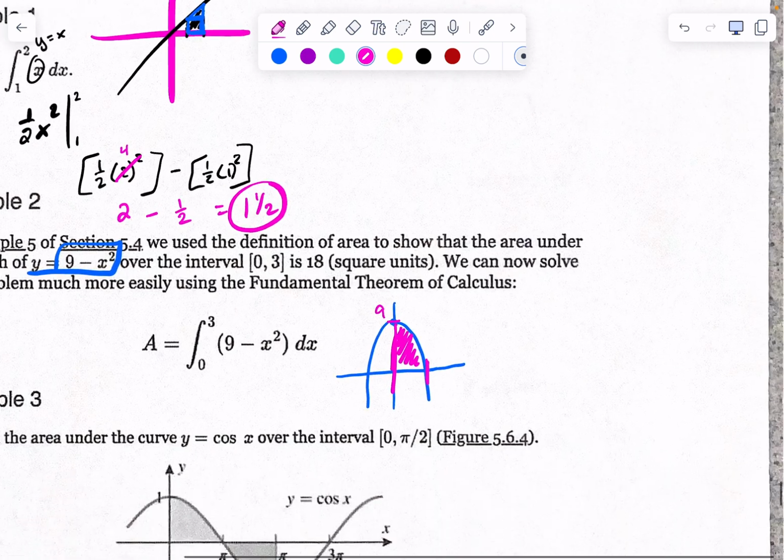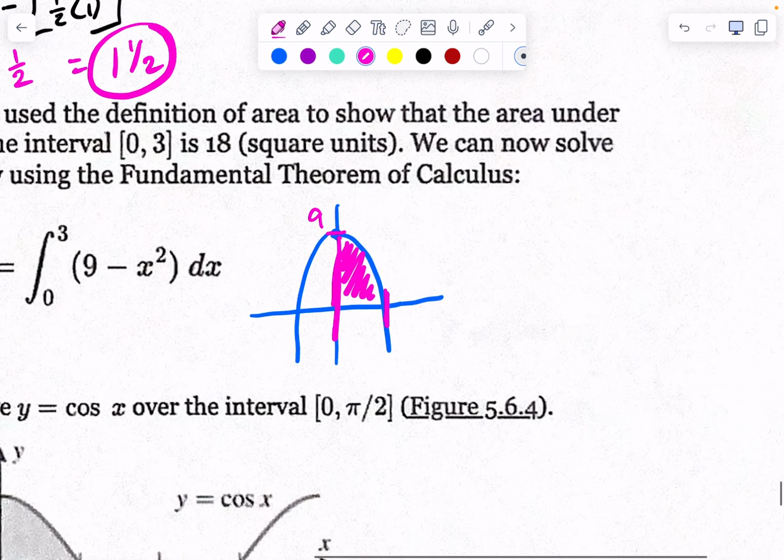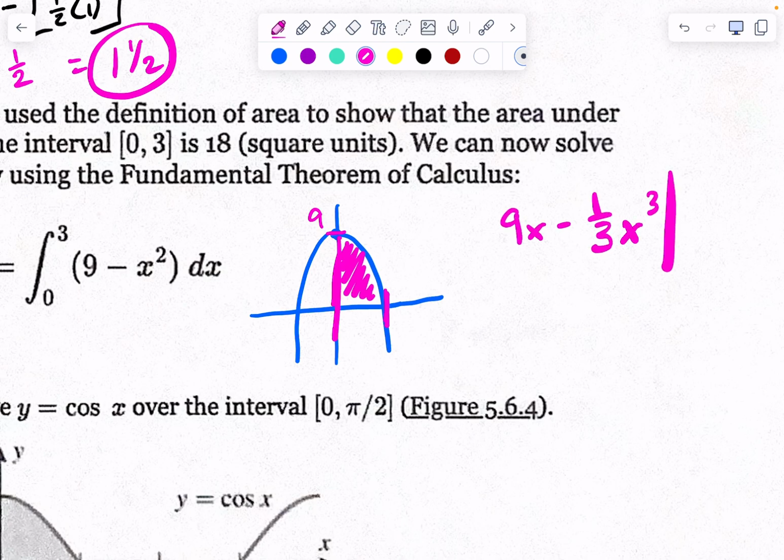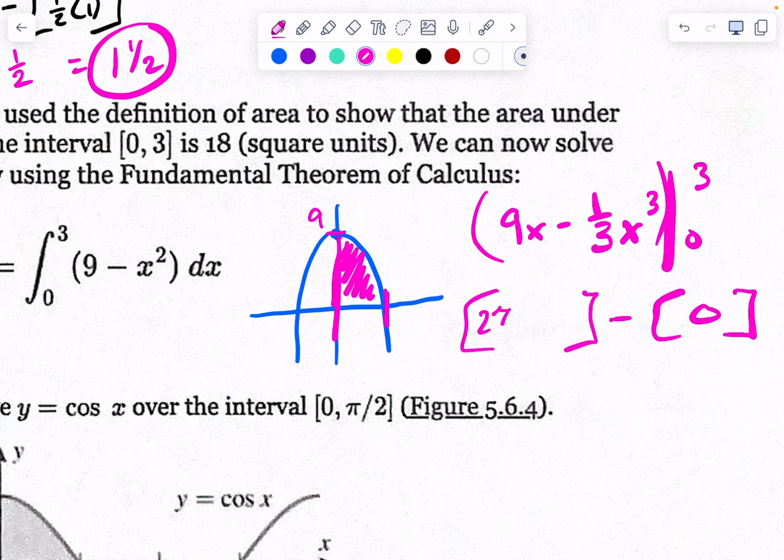Okay. And then I'll show you a little trick. 9x minus 1/3 x cubed is the antiderivative going from 0 to 3. Now, the really nice thing about 0 being the bottom number is that we don't have to subtract it. If you plug in 0, you're going to get 0. If I plug in 3, I get 27 minus 1/3 times 27, right? So it'd be 9. 27 minus 9 is 18. 18.